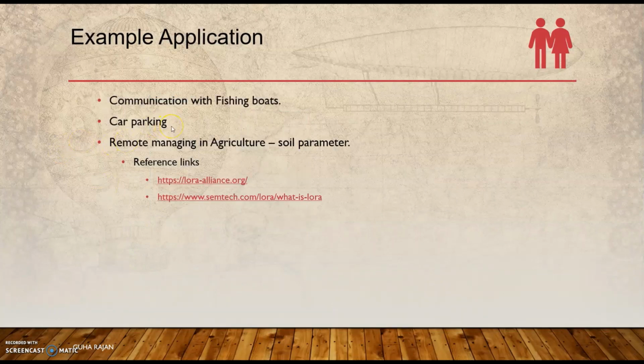So, as I said, communication with fishing boats, car parking, remote sensing in agriculture, measuring soil parameters, whether you have enough water or not, in an agriculture or tea estate where you might not have broadband connectivity at all, you need this kind of narrowband facility. That's a challenge as of now, but that is where the future lies. The technology is already there in almost all the developed countries. In India, over a period of time, we will have it soon.